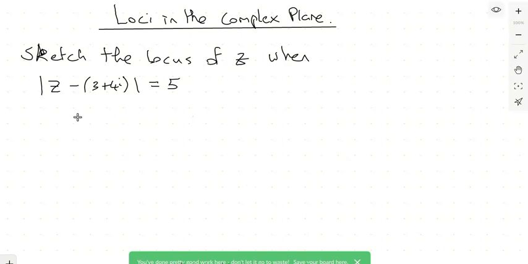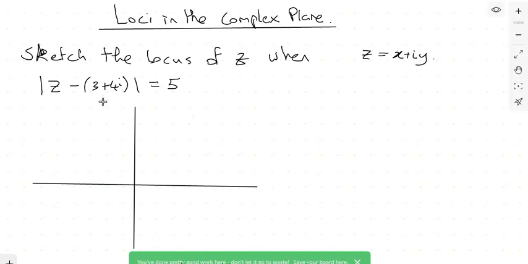Because remember, Z in all of these questions is not a fixed number. It is a variable, like X and Y on a normal curve. Consider it as Z equals X plus iY. And I can even show you the algebraic way of thinking about this in a second, just like I showed you the algebraic way last time, although it's nowhere near as quick as just knowing how these loci work.